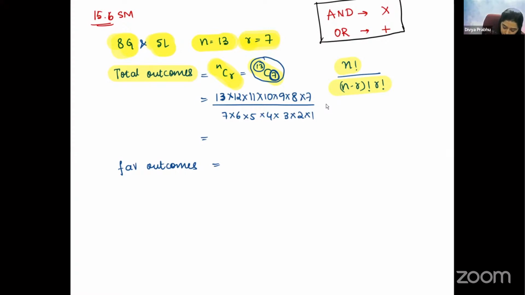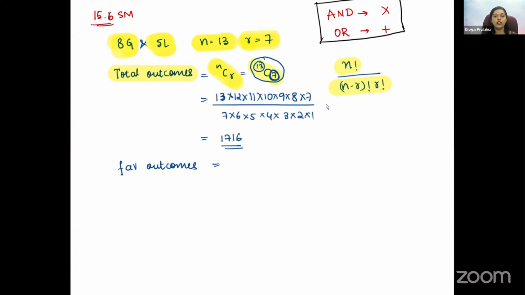So this will be 1716. Total number of outcomes will be 1716. And repeat the steps. First thing is write down what is n, that is total number. Next, write down what is r. R means how many selections you are making at a time. In this case, you are forming a committee of 7 people, 7 members. So 7 selections are needed. R is equal to 7.